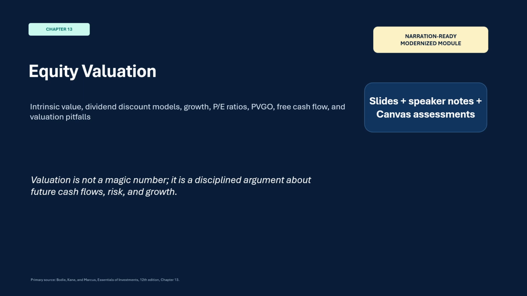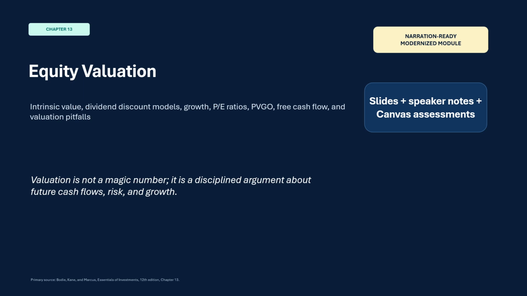This chapter develops several ways to organize that argument. We will distinguish book value, market value, and intrinsic value. We will use dividend discount models, including constant growth and multi-stage versions. We will interpret price to earnings ratios, PEG ratios, and the present value of growth opportunities. We will also connect valuation to free cash flow, which is especially useful when dividends do not reflect the firm's full capacity to return capital.